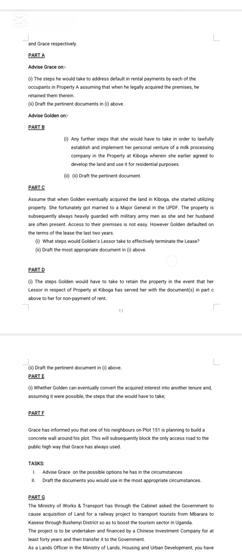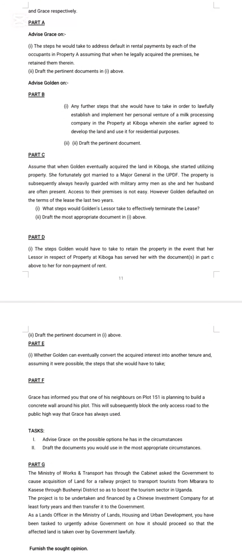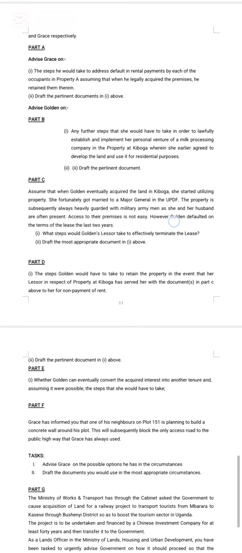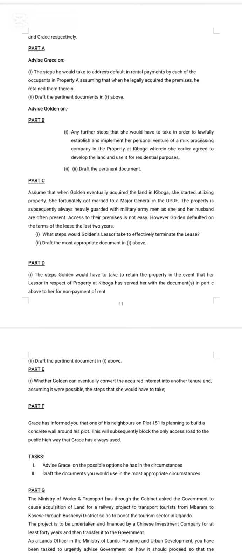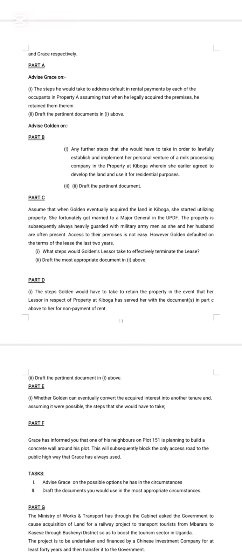And part B, any further steps that she would take in order to lawfully establish and implement her personal venture of milk processing company in the property at Chibugja, wherein she earlier agreed to develop the land and use for residential purposes. Any further steps that he would have to take in order to lawfully establish and implement her personal venture.